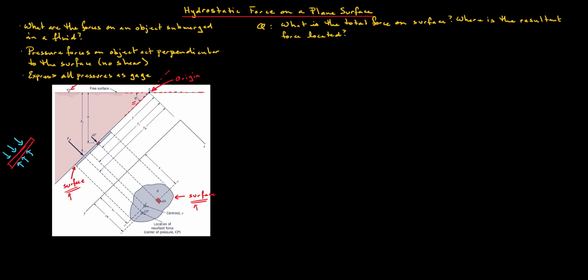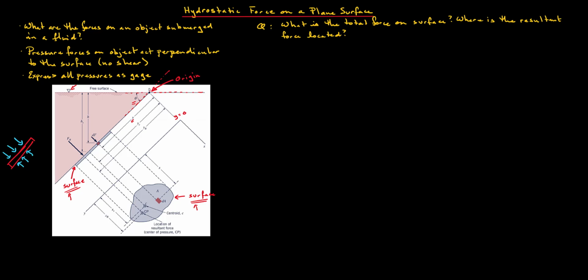Now let's have a look at our coordinate system. So note that y here is expressed relative to our origin at the free surface. Okay, so this here is y equals 0. And the questions we would like to answer are, what is the total force on this surface that is submerged in a fluid? Once we know that total force, we're also interested to know where that total resultant force is located.